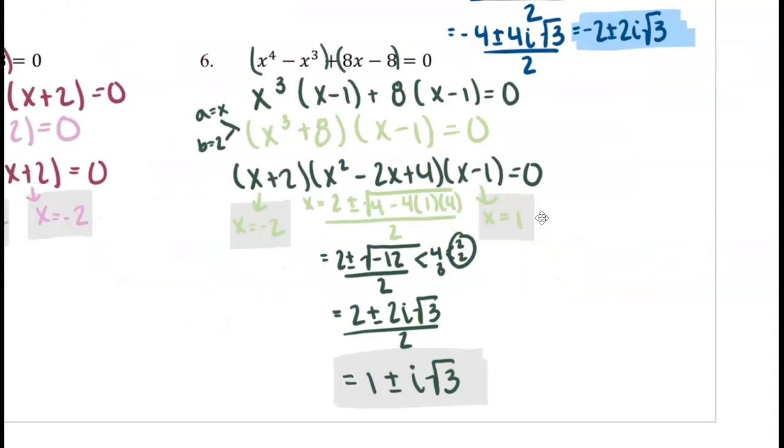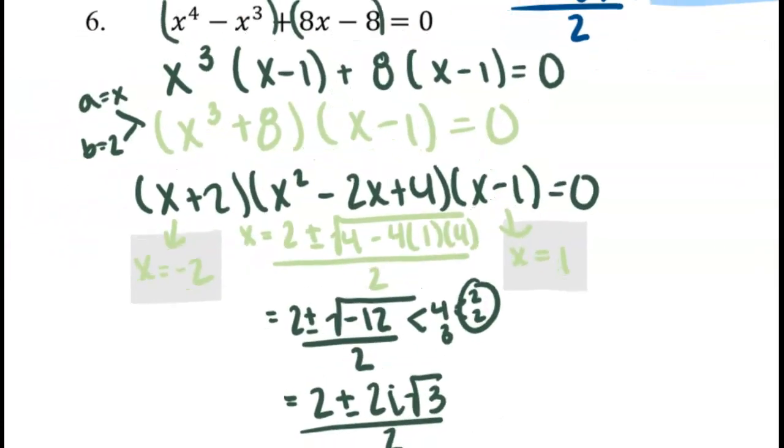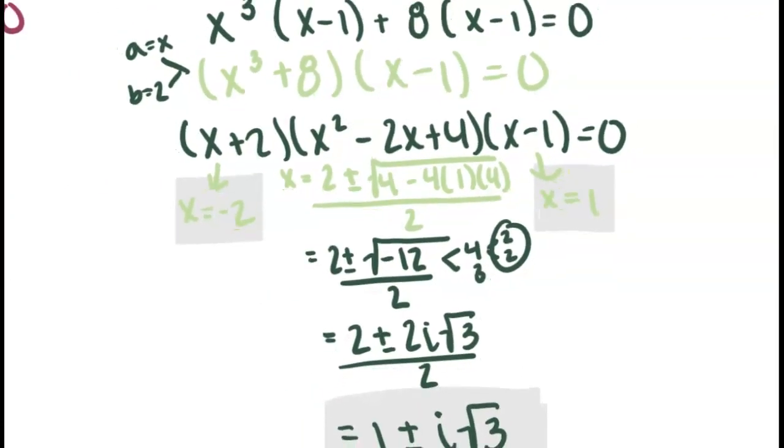Alright, so here we are. We've got a lot happening here on number 6. Factoring by grouping, it sure does work, but it factors into something cubed, which means that I've got to use the sum of perfect cubes. So I've got my a being x, my b being 2. I've got x minus 1 here, so that already tells me I have a solution of 1. I've got x plus 2, x squared minus 2x plus 4.